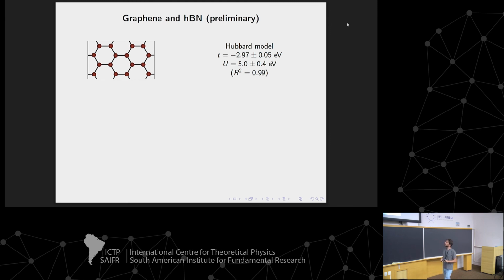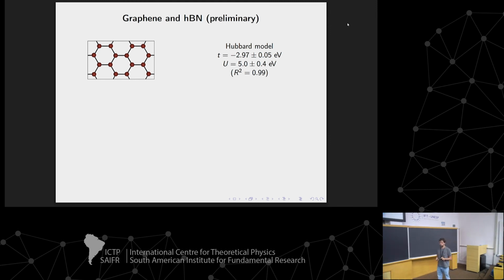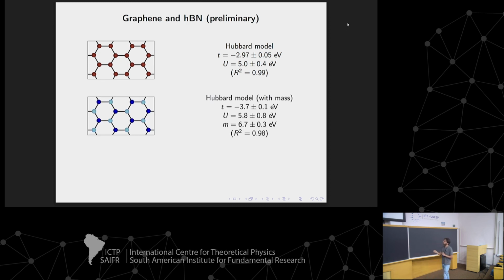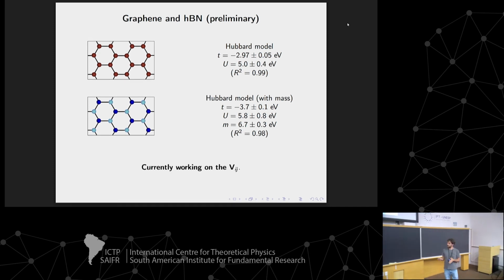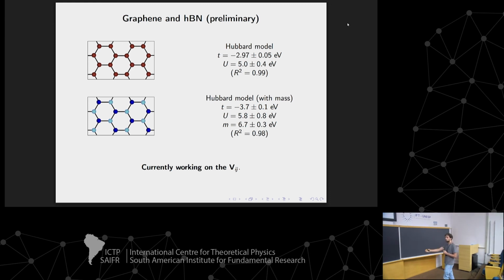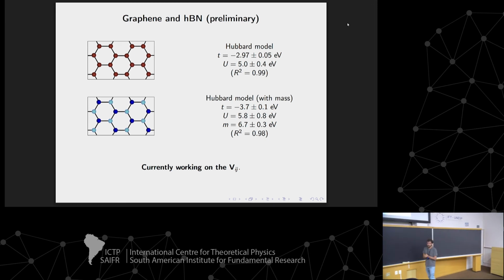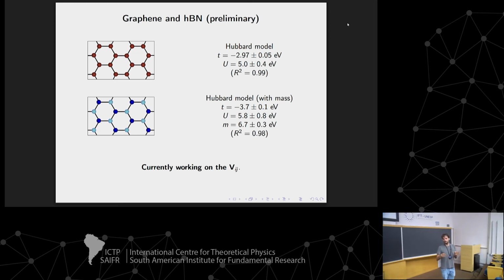Right, just to close, ongoing work: we are trying to do this for graphene. In graphene, we get this T value and this U value. And in hBN, as a first step towards transition metal dichalcogenides, we get this T, this U, and here is essentially the gap, the mass term in our system, that is around that value. We are now going to try to get the V_ij, the Coulomb tail for these systems, because when we go to transition metal dichalcogenides, we want to be able to look at things like excitons with this Coulomb interaction.